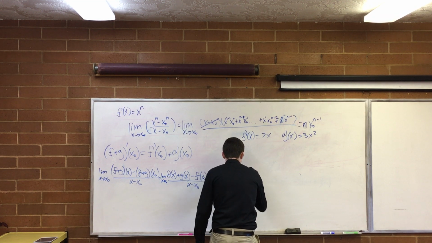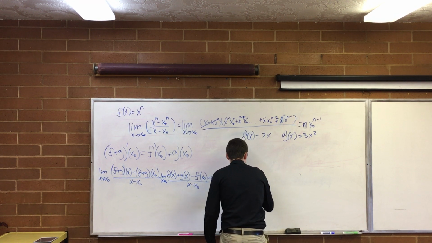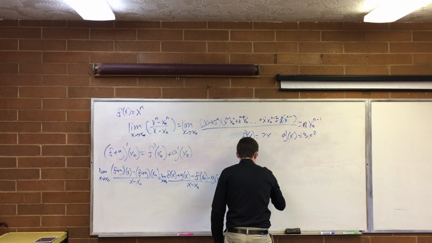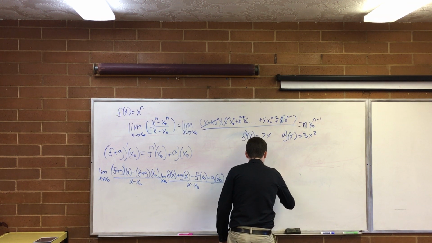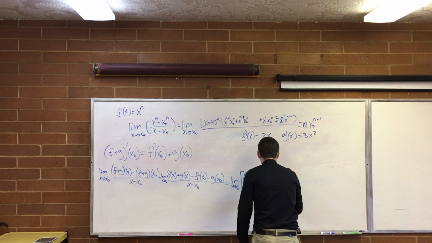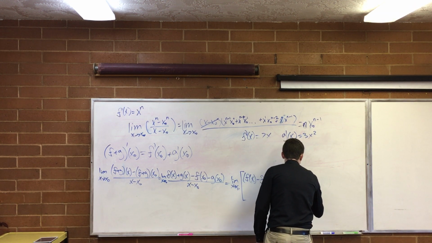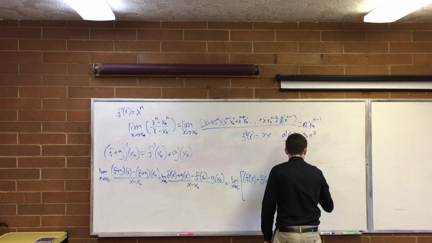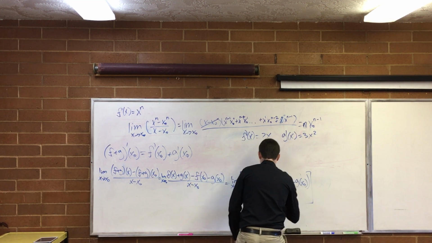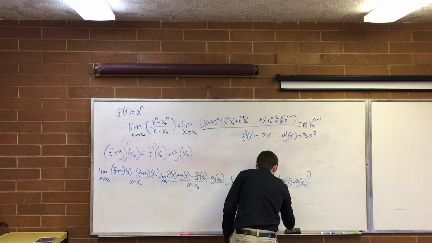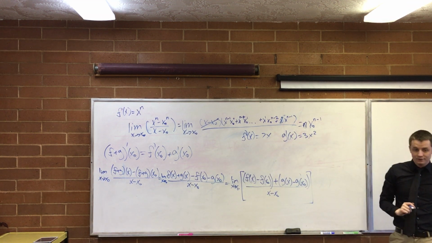To make it very clear, we're going to have f of x minus f of x naught plus g of x minus g of x naught all over x minus x naught. You get with that?